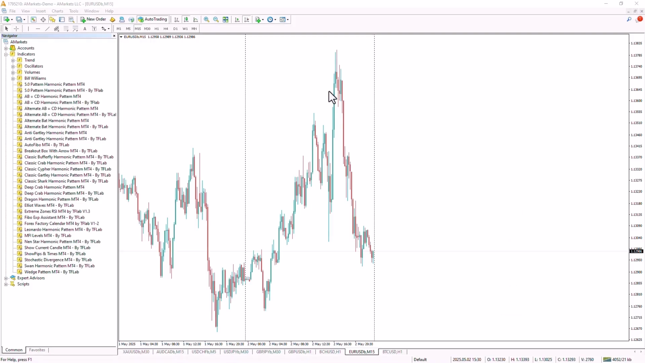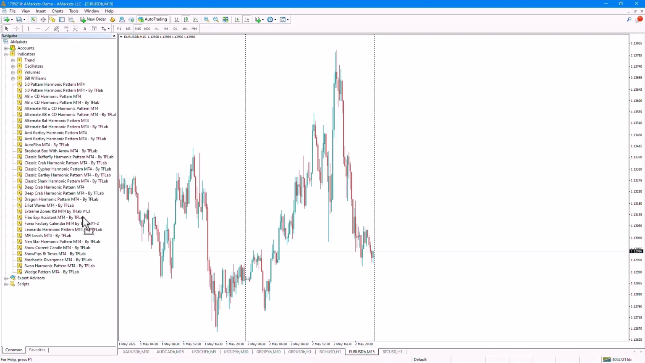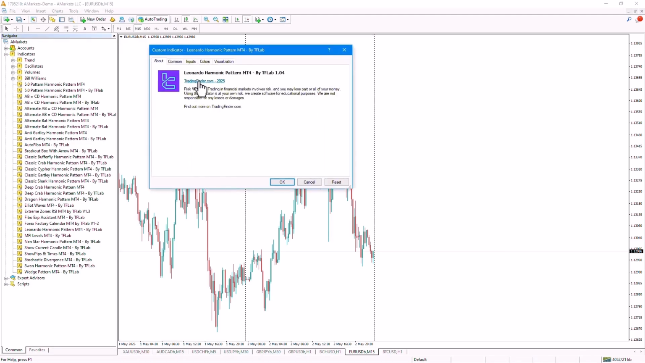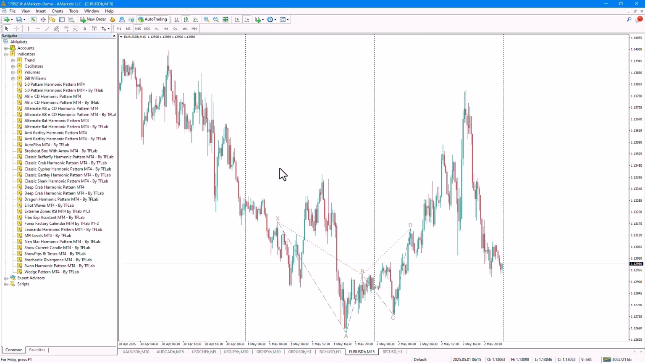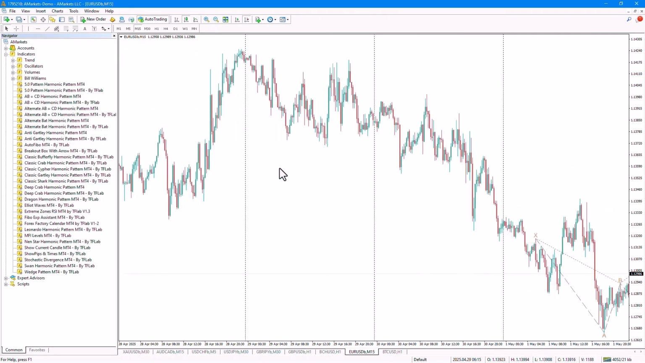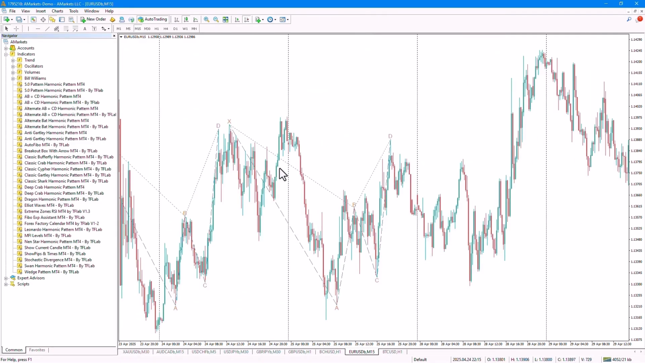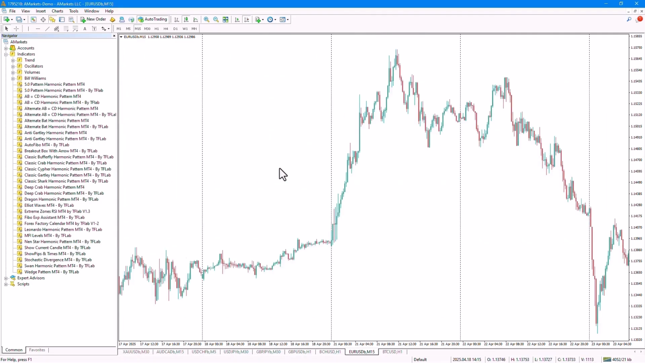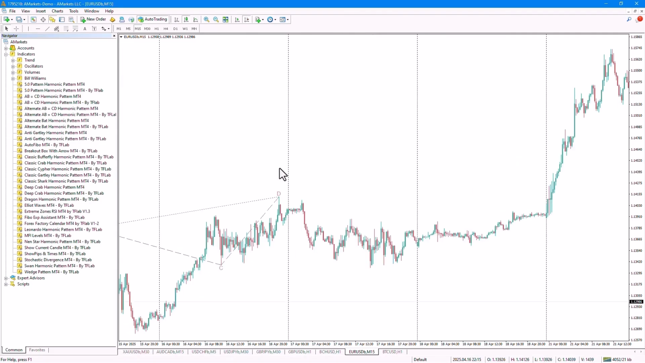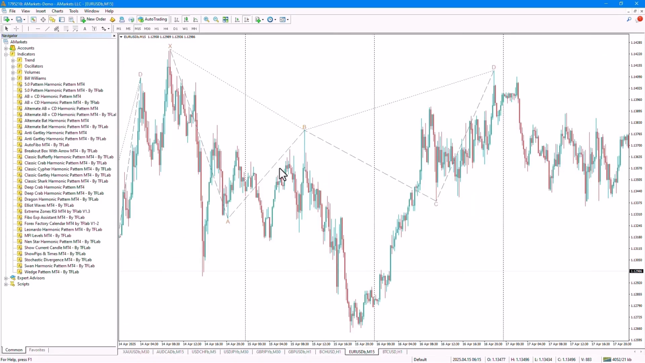We select the indicator file from the Navigator section and execute the indicator by dragging the file onto the chart. Once the indicator is placed on the chart, it begins to identify and draw the Leonardo Harmonic pattern on the price chart.